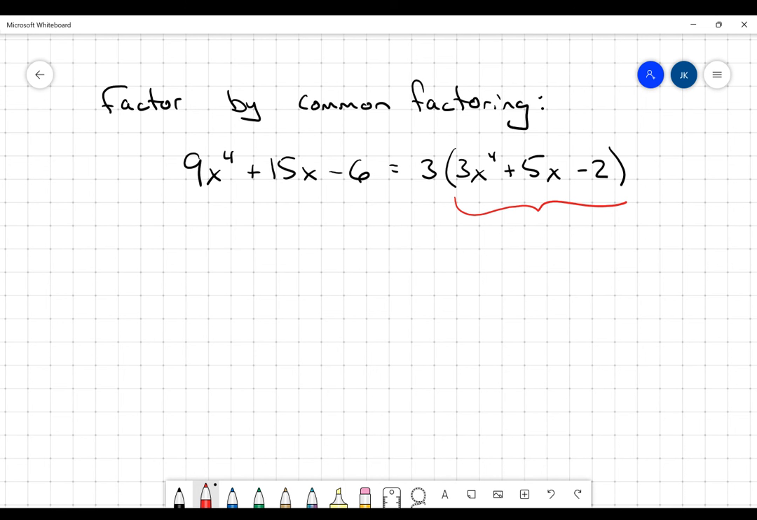If that middle term had been quadratic, if this had been 3x to the fourth plus 5x squared minus 2, well, now that's in the form of a quadratic at least, and I could have worked with that. But no, this isn't. So right now what we want you to do is just leave that.